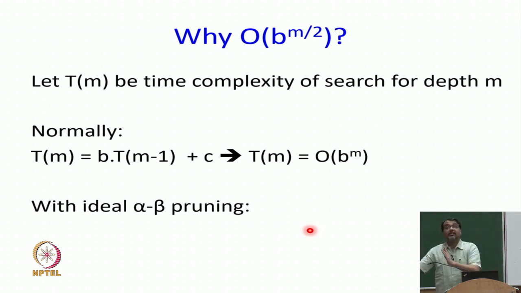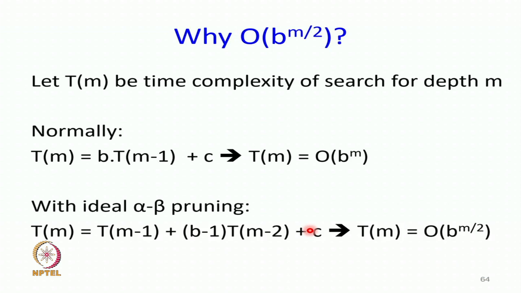But for the other children, how many other children do I have? B minus 1. For all the other children, I only have to evaluate one of their children, which would be at depth m minus 2. So, I get this as my recurrence relation. T of m is T of m minus 1 plus b minus 1 times T of m minus 2. And that leads me to big O of b to the power m by 2. I get a half in the exponent, which is a substantial improvement actually, if you think about it.